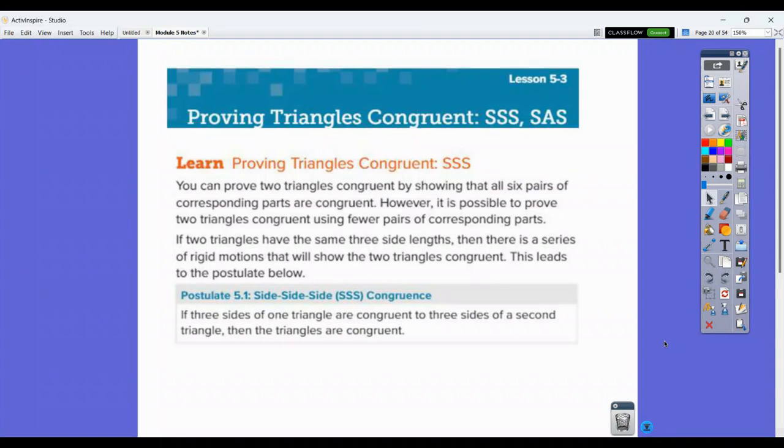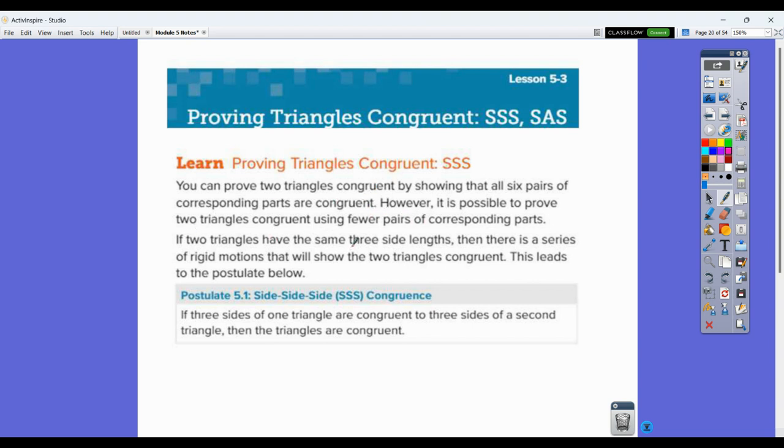Hello, students. We are talking about 5.3, which is proving triangles congruent using side, side, side, and side angle side. Up to this point, we have had to prove all three sets of angles and all three sets of sides congruent to prove that the triangles are congruent. But I kind of alluded to the fact that that is not always the case. You can prove triangles congruent with far less information. True, triangles can be congruent by all 6 pairs of things, but it's possible using fewer pairs.